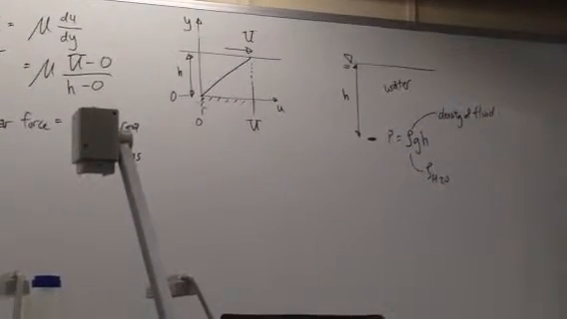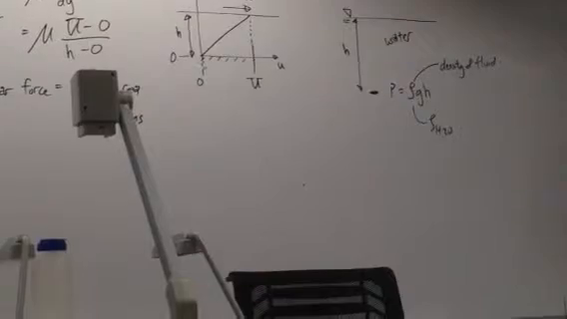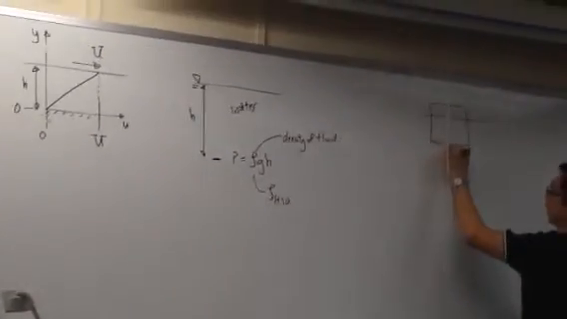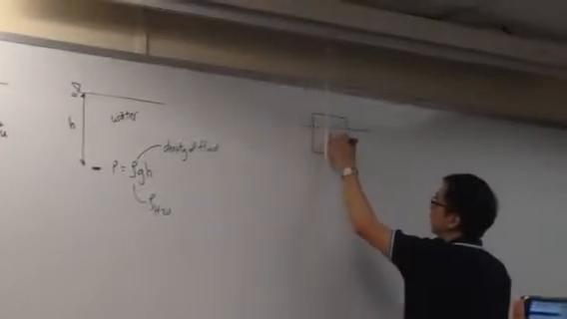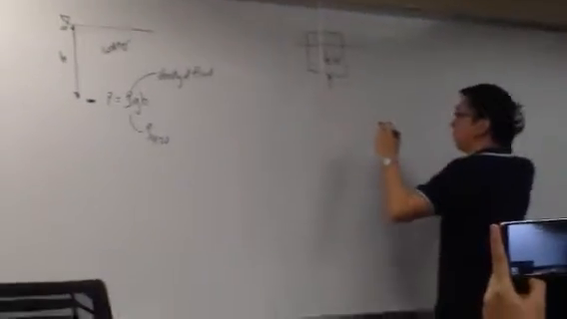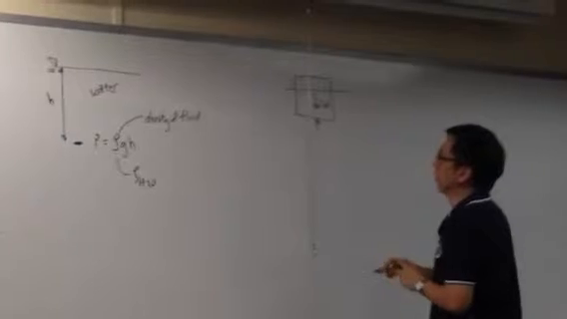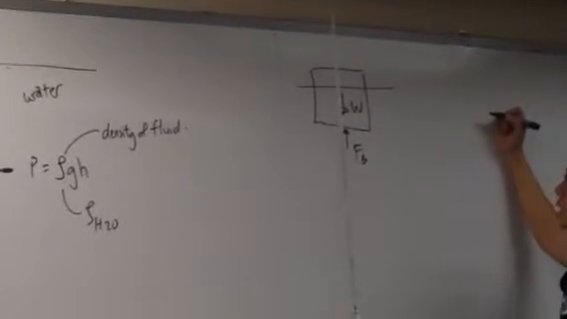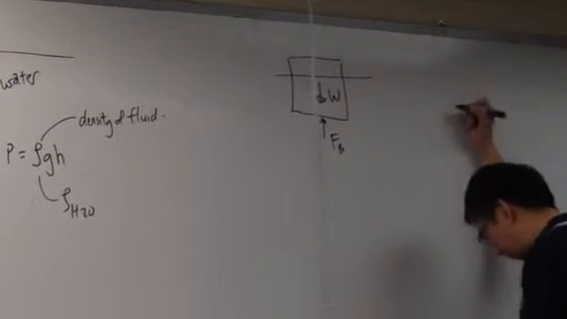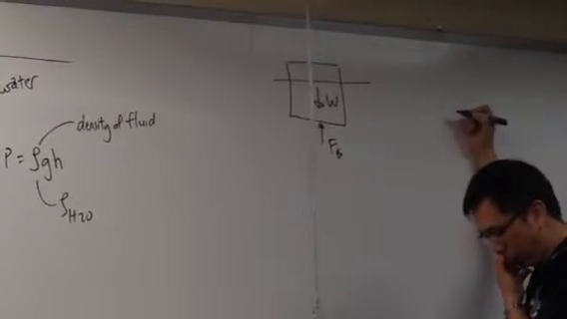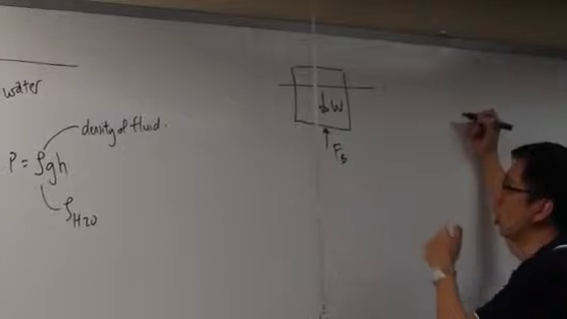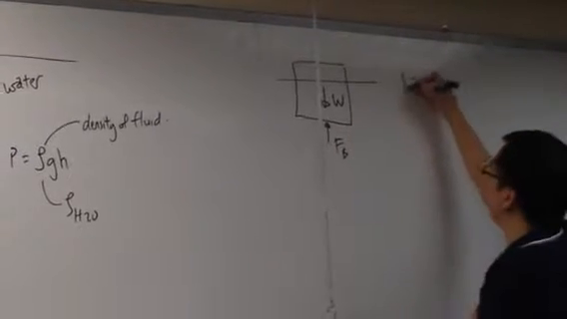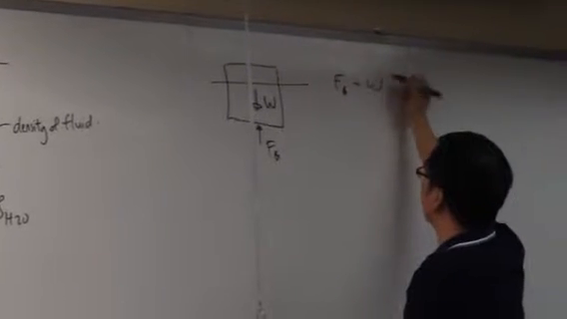What else? Then we talk about buoyancy forces. If you have an object floating in the water, you will experience a buoyancy force. And it also has a weight. So when this is in equilibrium, which means not moving, these two forces will be the same. So actually Fb equals W.